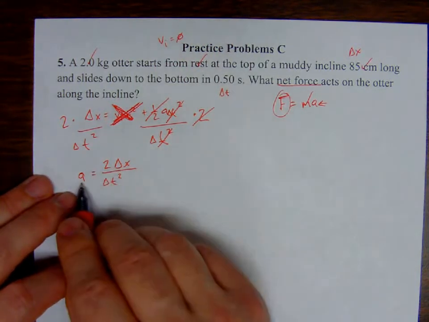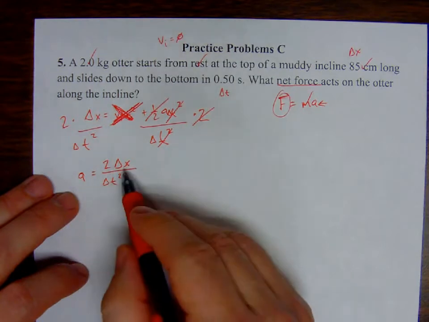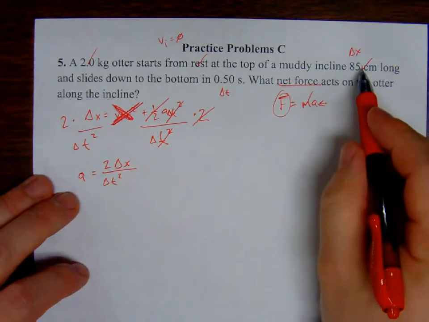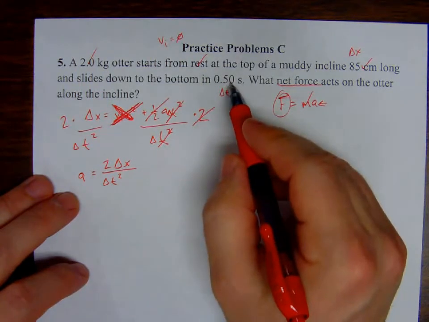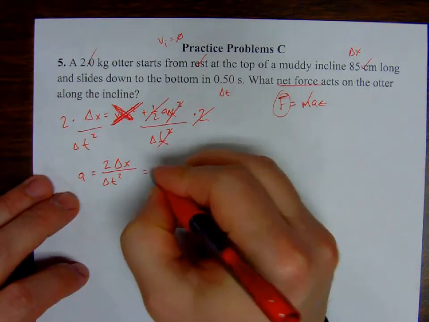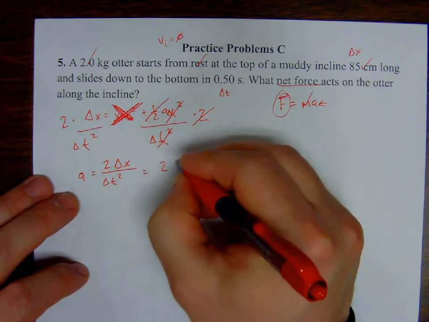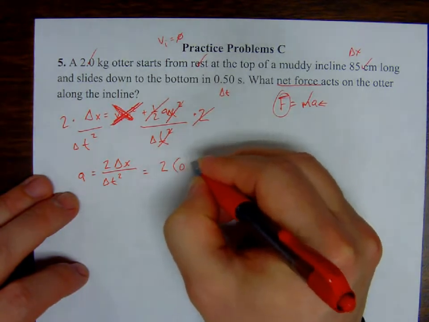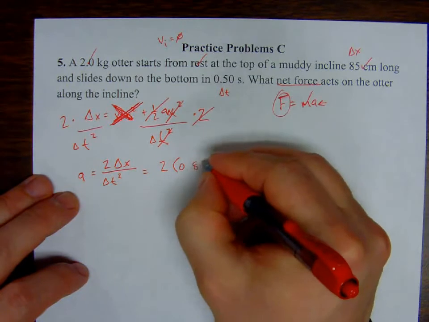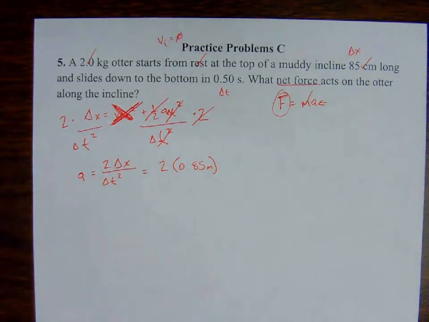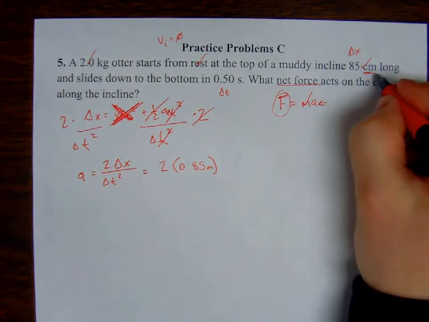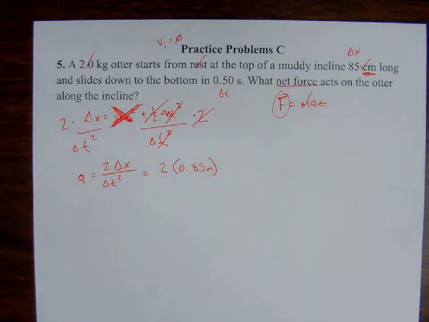So I have 2 multiplied by 0.85 meters. Now this was given to me in centimeters, and you do not want to put centimeters in the calculation. I'll show you here in a second. Let me finish writing this out. And then what do we have? 0.50 seconds, and that is squared.